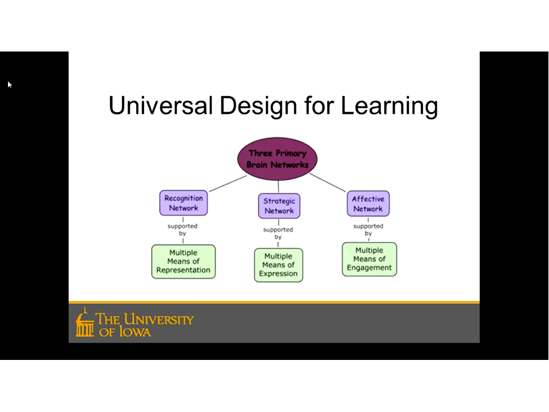The middle network there is the strategic network. With the strategic network, that's the area where we plan and demonstrate what we've learned. And everybody does that a little bit differently. So universal design for learning calls for providing multiple means of expression for students. Not everybody is great at writing an essay, even though you're going to have to do all these at one time or another.